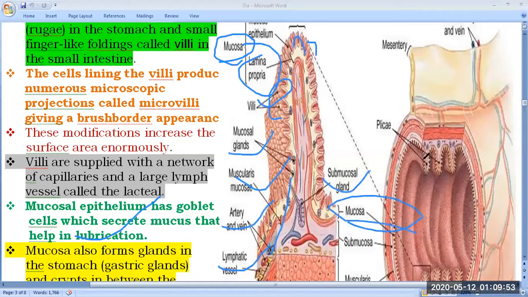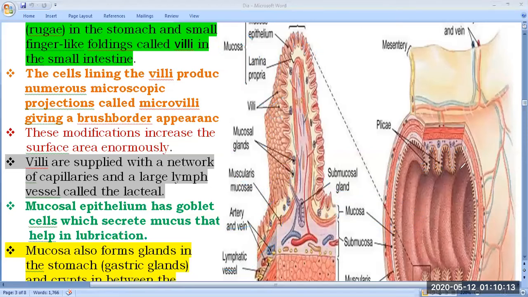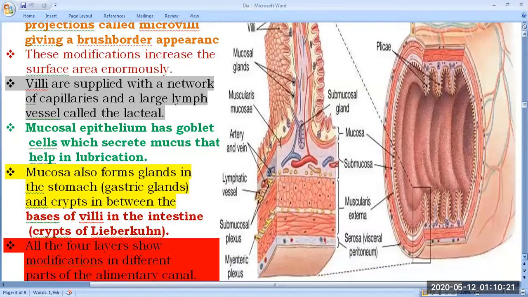Here it is showing, if you see, this is the finger-like projection. This is known as the villi. And if you see the villi, they have small projections which appear like a brush. This is found in the innermost layer, which is known as the mucosa. Mucosa also forms glands. Mucosa also forms glands in the stomach, and that is known as the gastric glands.